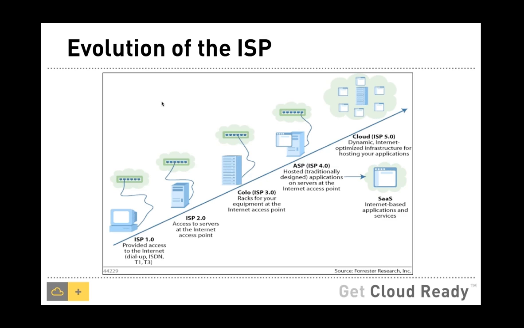Now, ISP 2.0 started offering some basic hosting to enable online presence of businesses. If you remember, in India, this was very prominent with VSNL. Initially, VSNL was just an internet connection provider, and later on, VSNL started offering email IDs and also basic web hosting. Then the third version of ISP was all about co-location.